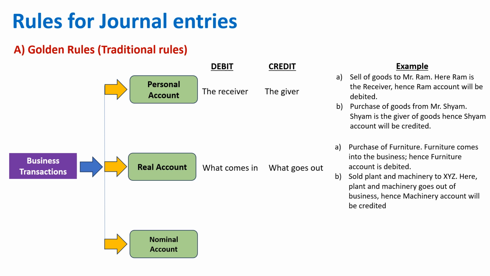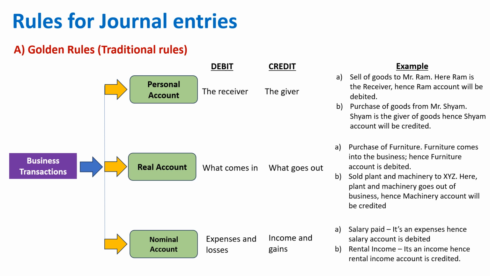And this rule is applicable for real account. Coming to the last account, that is nominal account, right? All expenses and losses are debit and all income and gains are credit. Let's take the example. Salary paid, it is an expense, hence salary account is debited. On the reverse side, rental income, it is an income, hence rental income account is credited. So this is about the traditional rules.